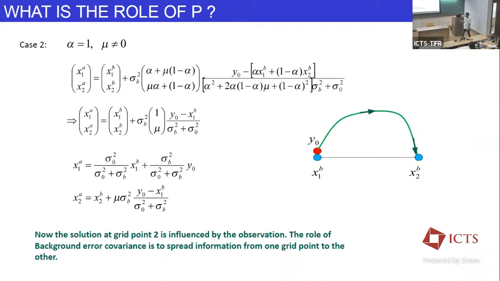So what exactly is the role of P? The role of background error covariance is to transmit information of observation from one location to other model grid points. Is this clear? So you are observing at a certain location. That information can be passed on to a distant place through P, through your model error covariance. Okay?